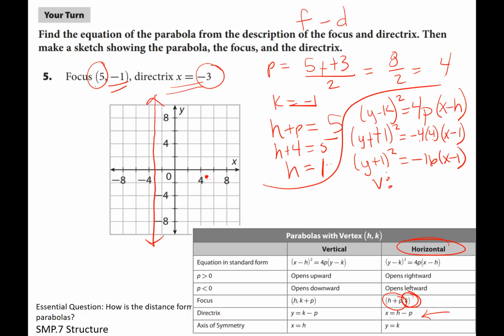Remember to read our vertex. We switch the signs, but we have to be careful. Our h is always connected to the x, so the h value is 1. The k value is -1 because it's connected to the y. So I could go ahead and plot that. Out 1, down 1.